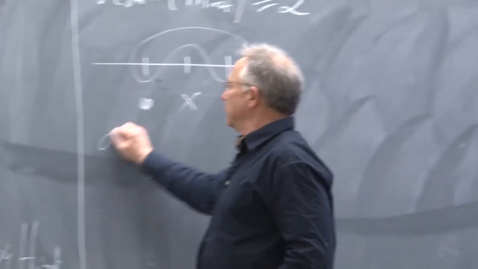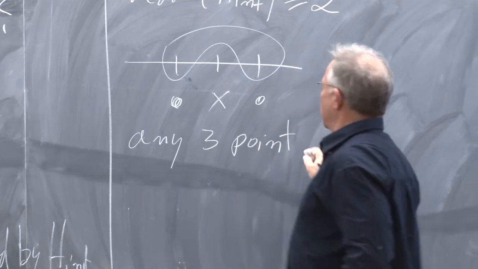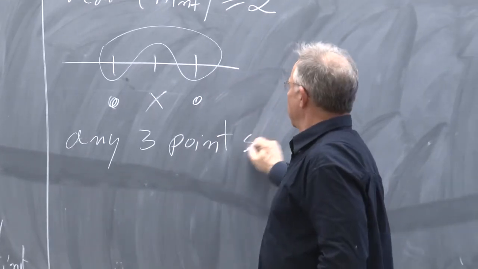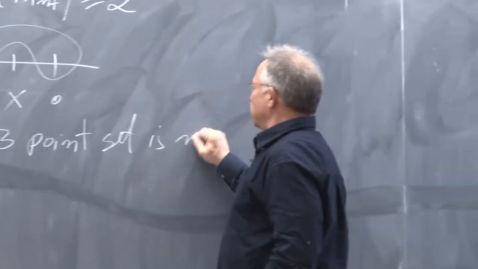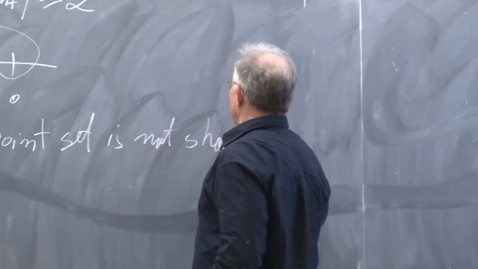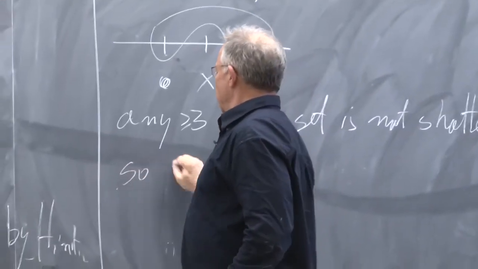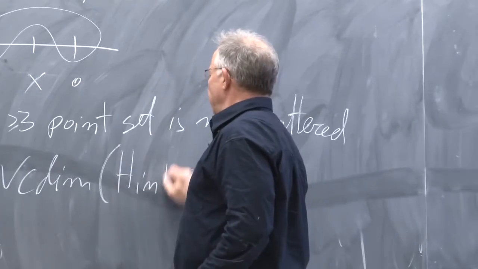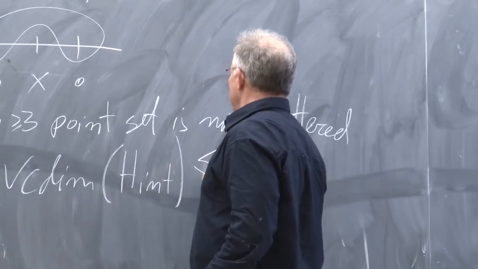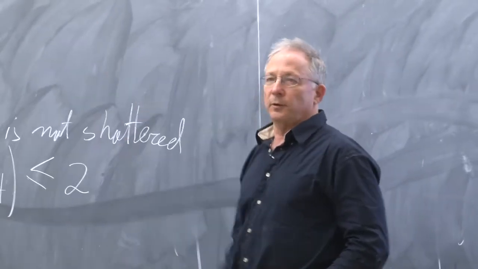So any 3-point set, greater or equal than 3, is not shattered. So VC dim of H interval is at most 2. So it's at least 2, at most 2. The VC dimension of intervals is 2.